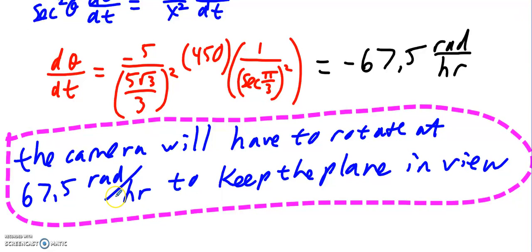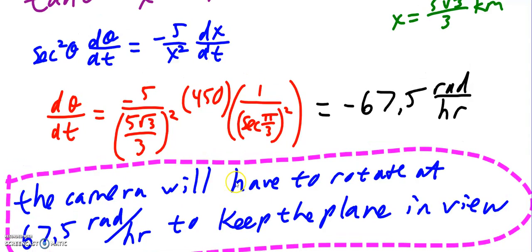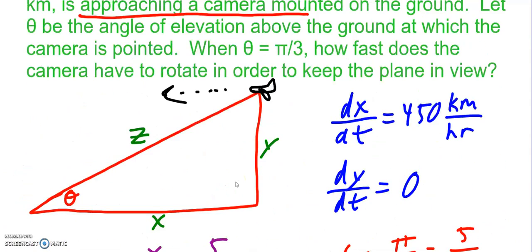All right, so here we should end up with the camera will have to rotate at 67.5 radians per hour to keep the plane in view. That is really quick, because this is in radians. And remember, it has to be when we're doing trig derivatives, okay? So how do I come up with that?